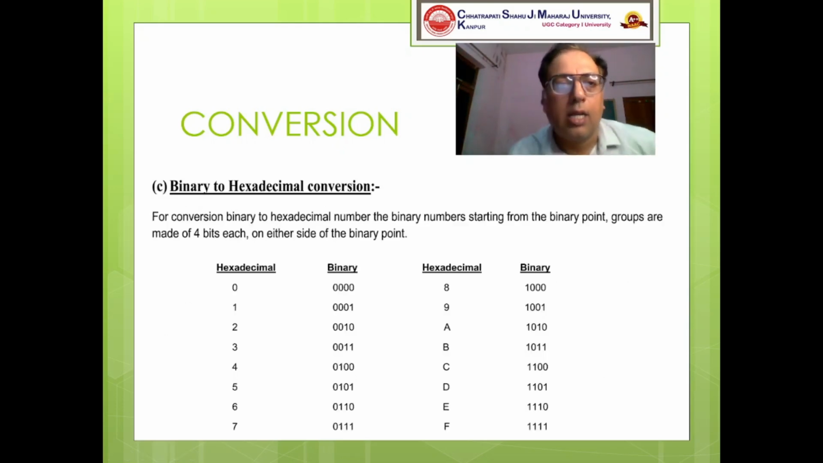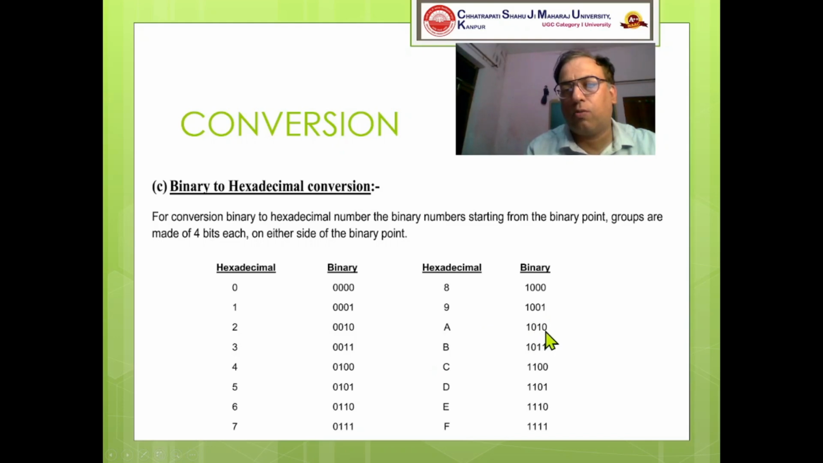Now, let us see how we can convert binary to hexadecimal. Similar to the octal part, here we will be making a combination of 4 bits in the case of hexadecimal. First of all, let us see what the equivalents of 4-bit binary are. 0000 is 0, 0001 is 1, 0010 is 2, 0011 is 3, 0100 is 4, and so on. And after that, 1001 is 9.